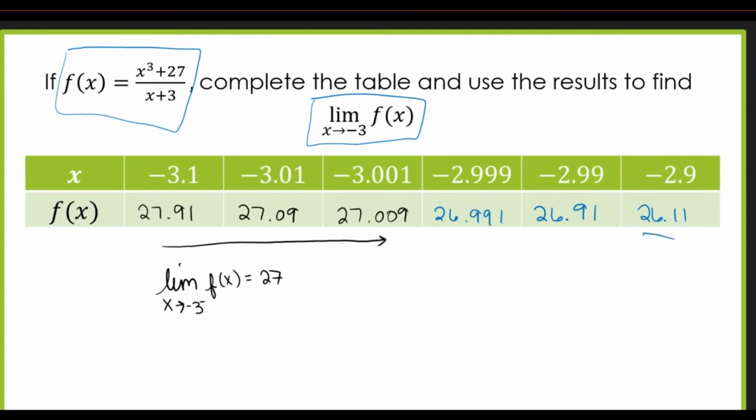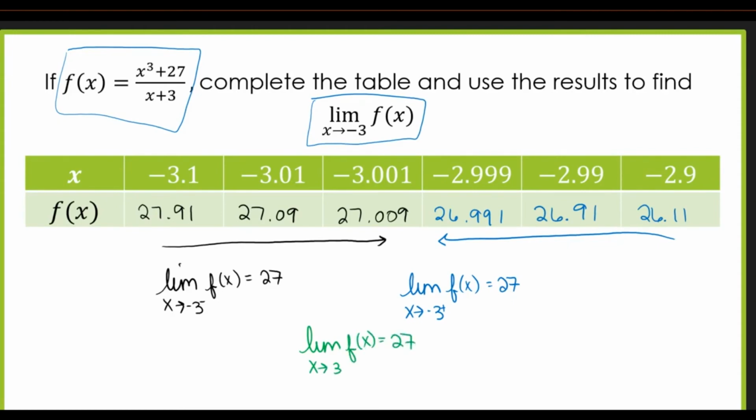26.991. So as we get closer and closer to -3, coming from the right, it again looks like our limit is going to be 27. So we have the limit as x approaches -3 from the right of f of x equals 27. So we can say the limit as x approaches -3 of our function f of x is 27.